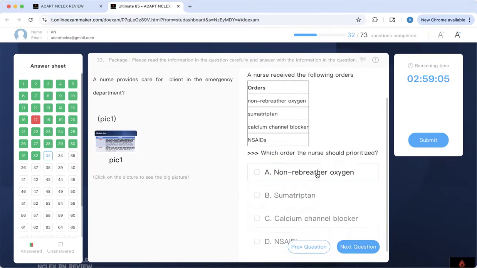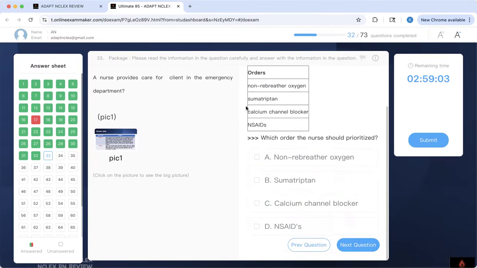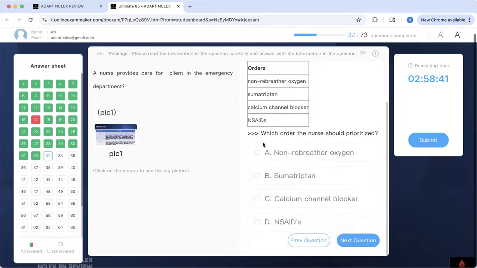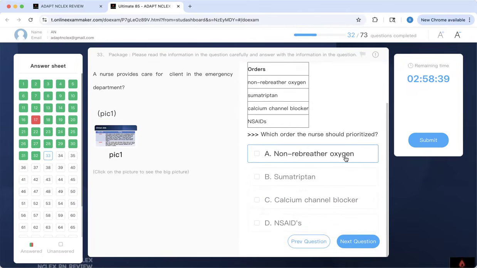The nurse receives the orders: oxygen via non-rebreather, sumatriptan, calcium channel blocker, and NSAIDs. Which order should the nurse prioritize? That means how do you manage this cluster headache? You give them non-rebreather, sumatriptan, calcium channel blocker, and NSAID. The treatment for what? Cluster headache, we think is ischemia. Therefore, due to hypoxia, give them hypoxia control. And how do you control hypoxia? Oxygen. Don't give them any medication first. Give them oxygen.